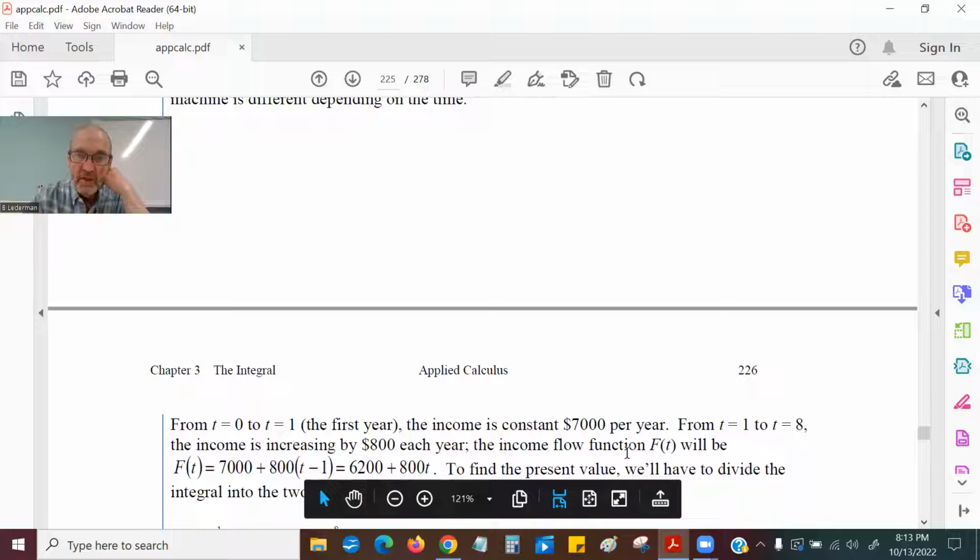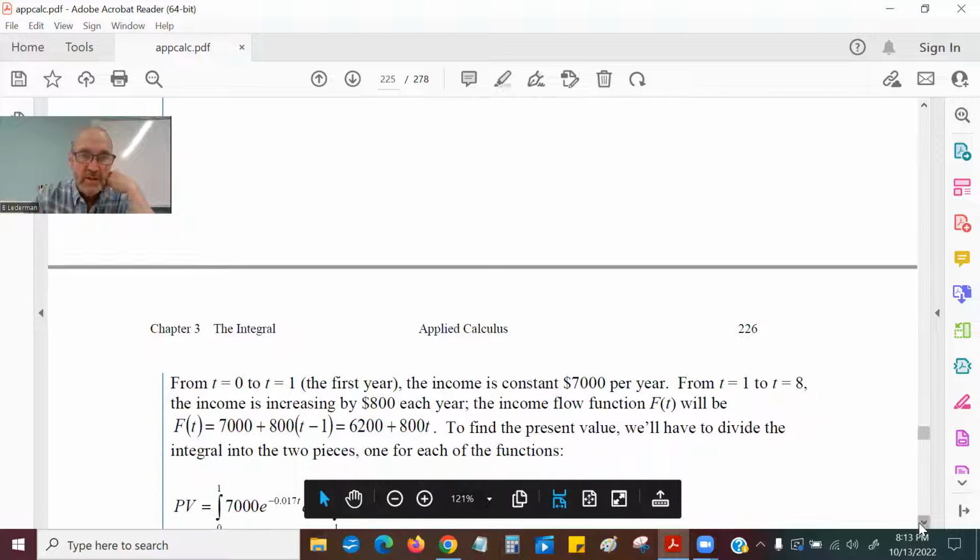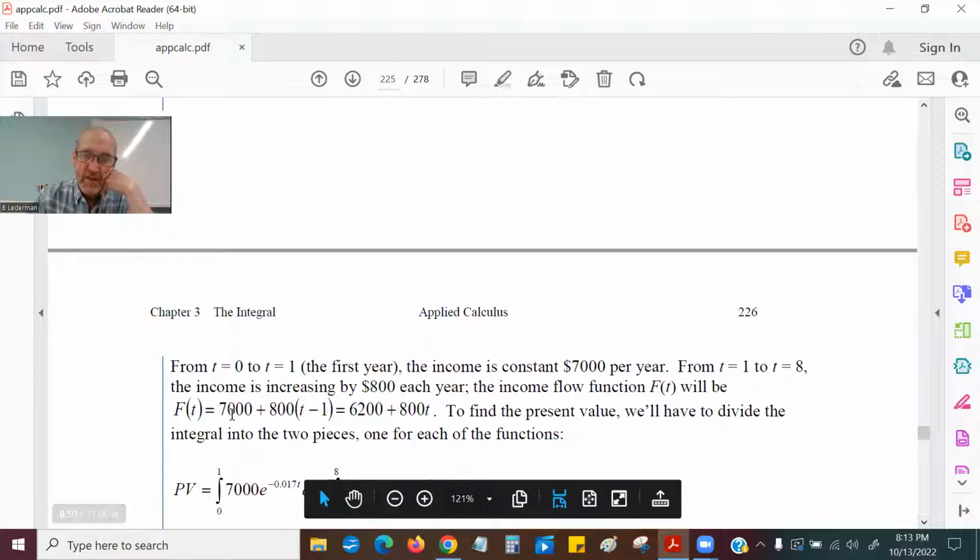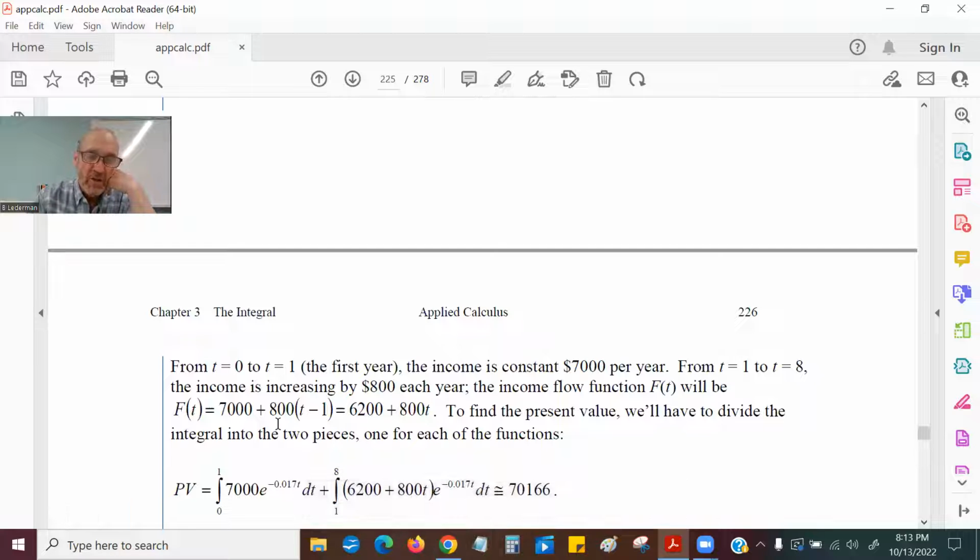So the income flow function is going to be 7,000 because that's our base price, that's what we're starting at, plus I'm adding 800 every year. The first year I didn't add any 800s. That's why it's t minus 1. But the second year I've added an 800, third year another 800, and so forth. And of course, if I simplify this and combine like terms, this becomes 6,200 plus 800t. So 800 times t, 7,000 minus 800 is 6,200.